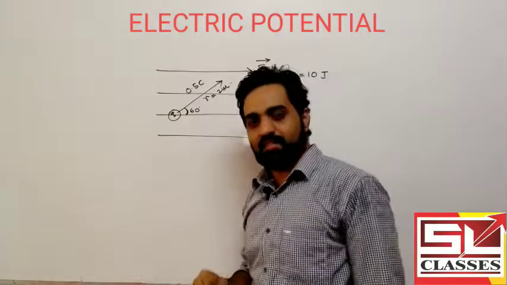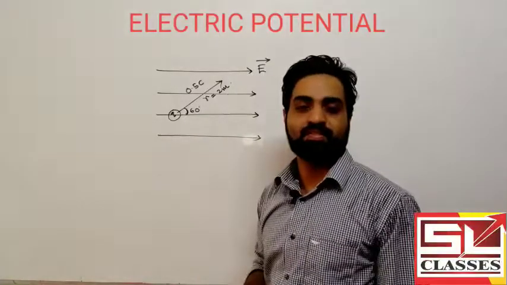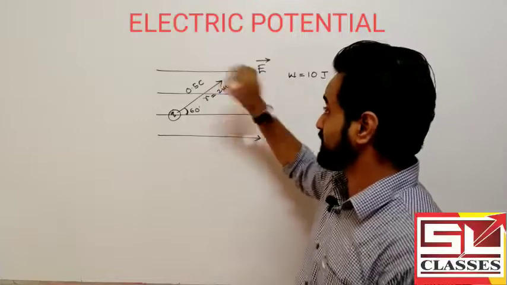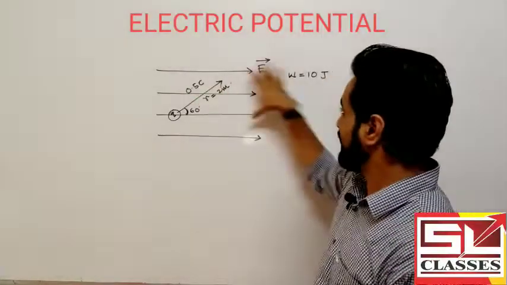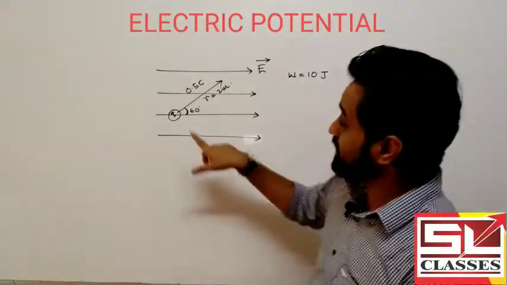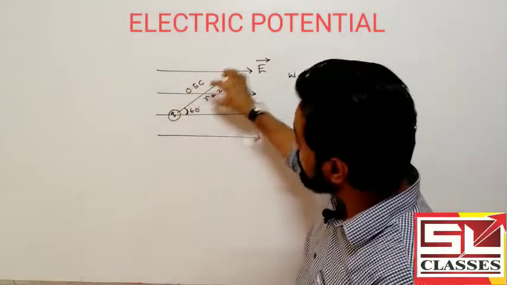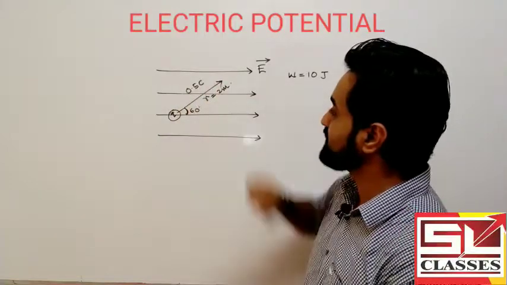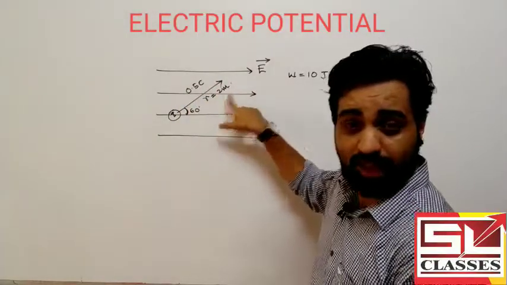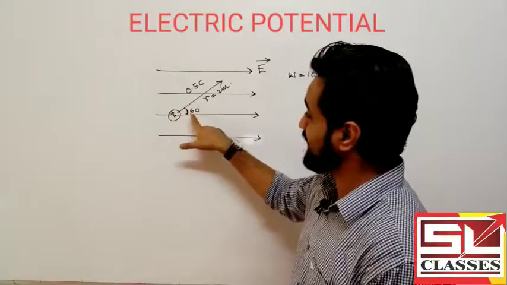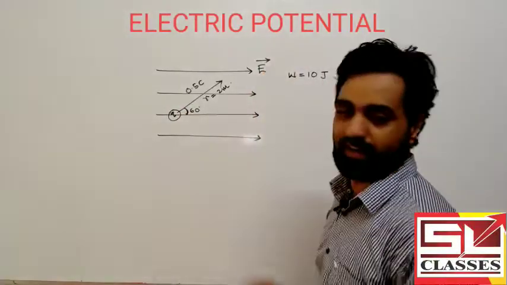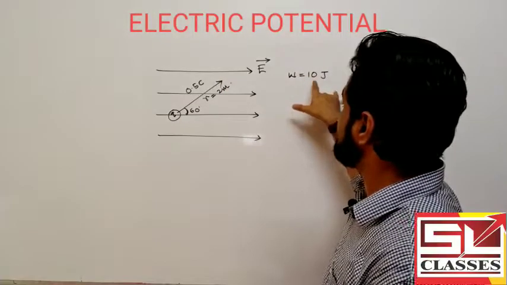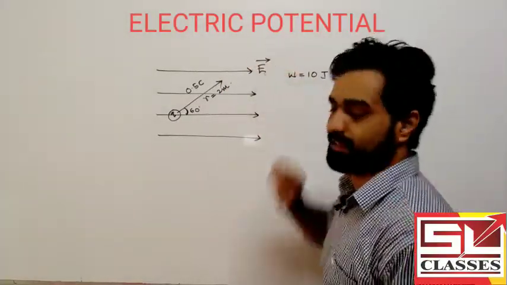The question is again a purely concept based question. An electric field is given. This is the picturized representation of that question: an electric field along the x-axis, and a charge is moving through this electric field from one point to another point at a distance of 2 meter. That path makes an angle of 60 degree with the electric field. Given that the work done in the process is 10 joule, what will be the electric field?